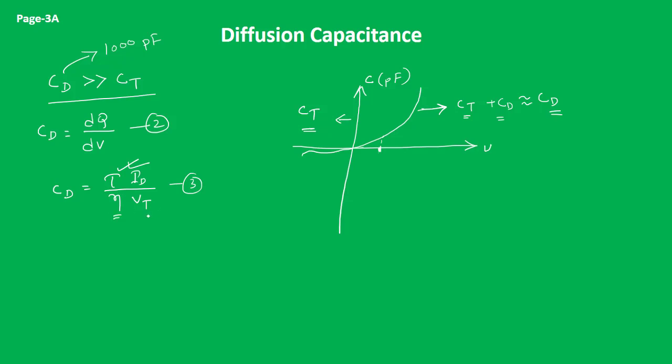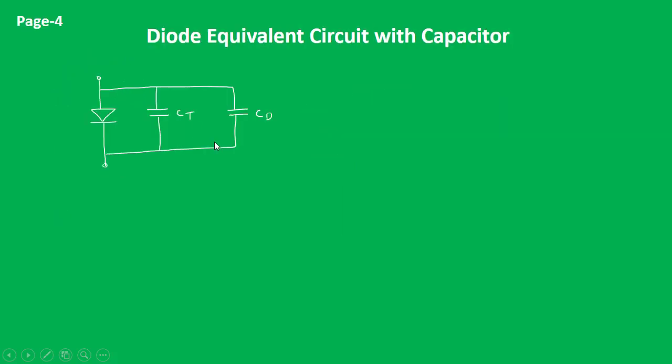Otherwise, eta we already know. It is 1 for germanium and 2 for silicon. Vt we know is the temperature equivalent voltage, or thermal voltage. And Id is the diode current. So if we have all these values, then we can find the diffusion capacitance. And as I have mentioned, diffusion capacitance is much greater than the transition capacitance.